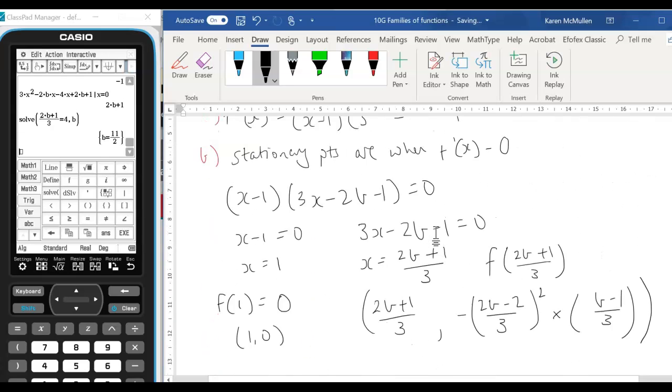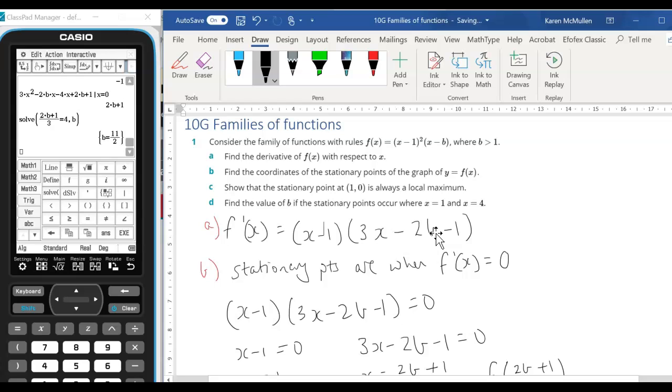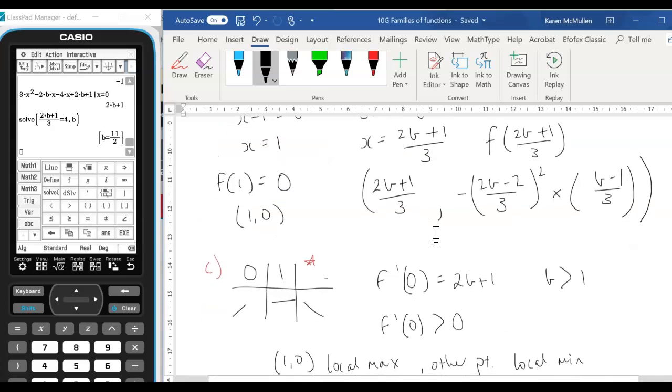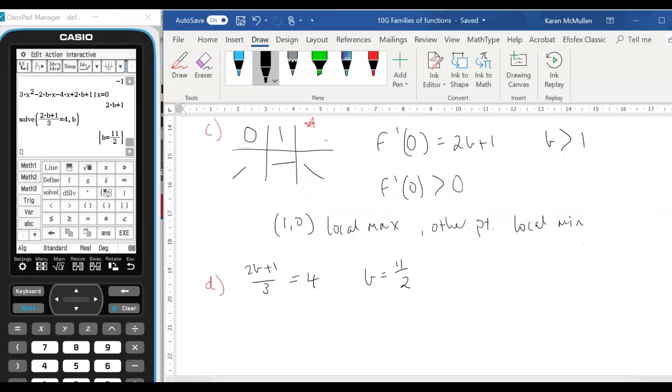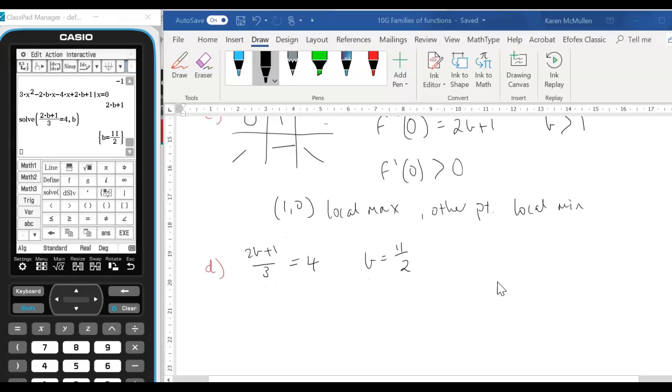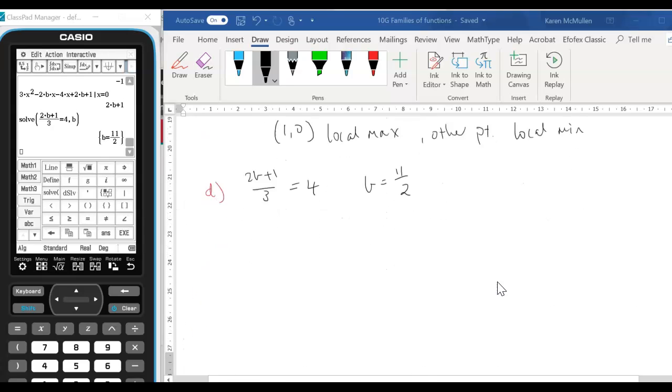Can't remember what we had to do. Sorry, find the value of b at the stationary points. All right, so 11 on 2. Cool. So I was just making sure that that was actually correct. Okay, so let's move on to the next question. Okay, yep, so there's only one value of b.